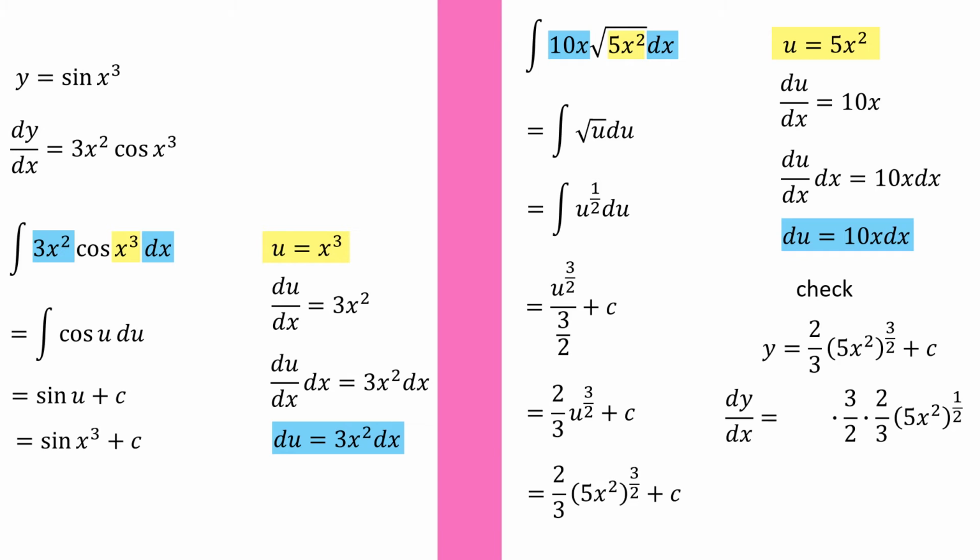Chain rule says peek inside, take the derivative. Well, derivative of 5x squared is 10x. Derivative of the plus constant, well, that's 0. Don't have to worry about that. And it looks like 3/2 times 2/3 will cancel out. And of course, exponent of 1/2 means square root. So sure enough, if I take the derivative, I have what I saw originally in the integral. So that answer checks out just fine.